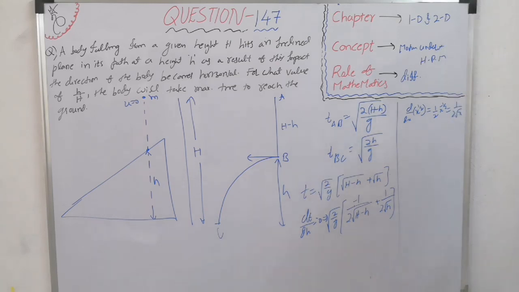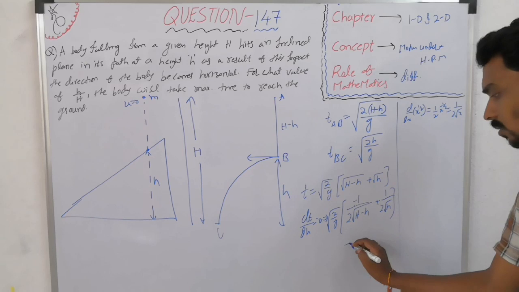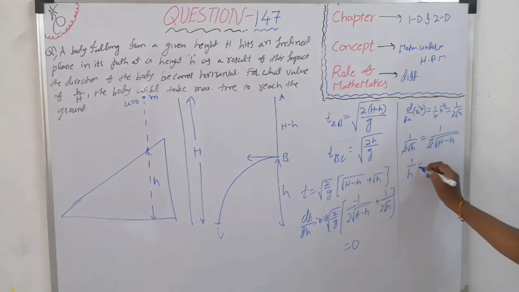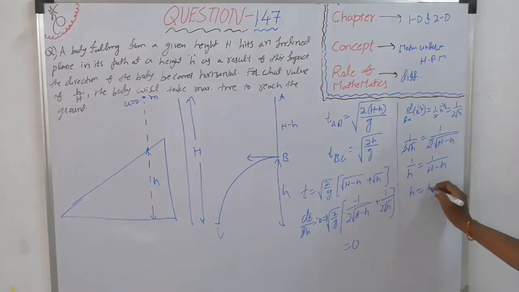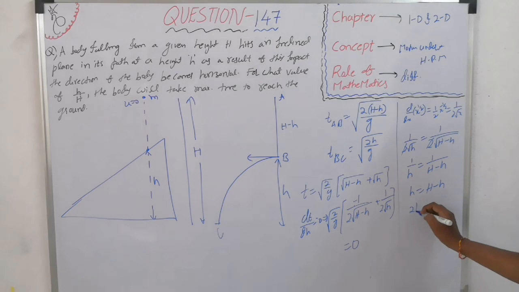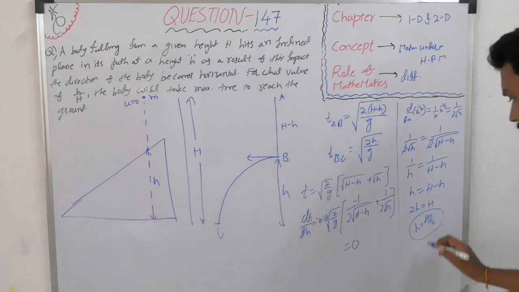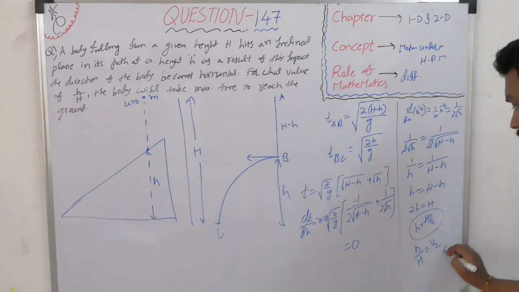Now this should become 0. So equate it to 0. And this you bring other side. So 1 by 2 root h equal to 1 by 2 under root H minus h. 2 get cancelled. Square both sides. 1 by h equal to 1 by H minus h. Cross multiply it. So h equal to H minus h. Bring this side. 2h equal to capital H. So h equal to H by 2. So what is the height ratio? h by H should be equal to 1 by 2.